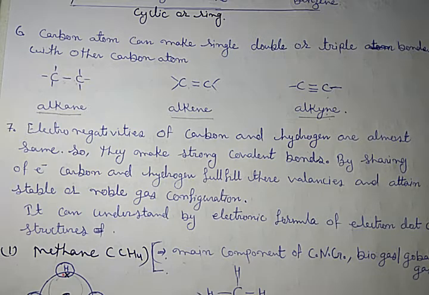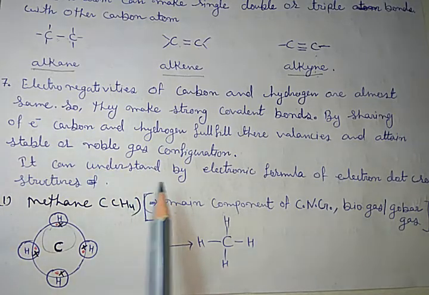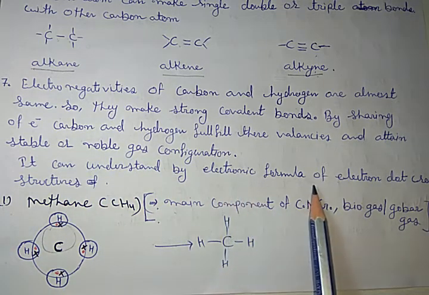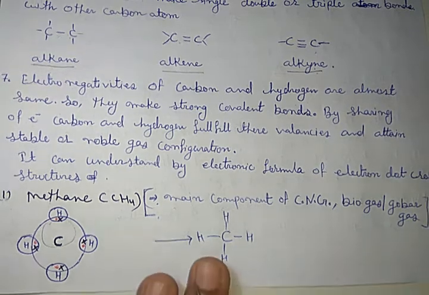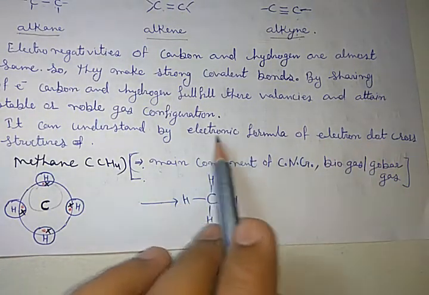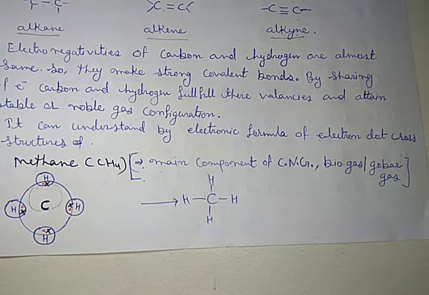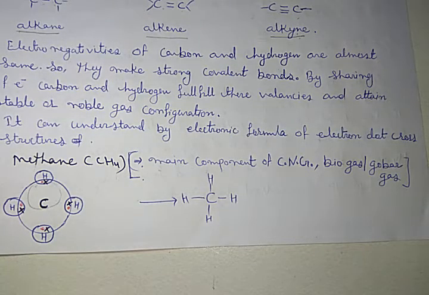So by sharing, they attain this configuration. How will they attain it? To understand, we can take some examples. Here we are discussing the electronic formula of a few compounds and describing them by electron dot cross structures. Before starting that, let me clear what the electronic formula or electron dot cross structure is. If we represent the electrons of outermost shells and bonding.